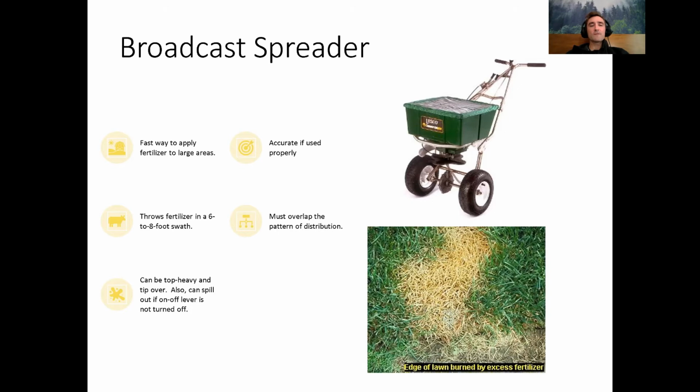Most of these throw fertilizer in a 6 to 8 foot swath. And you do want to overlap your pattern of distribution. If it spreads to the left side, 3 feet, you go down a row and you would turn around and you would have it now throw to the right side 3 feet. So you get kind of a double coverage.